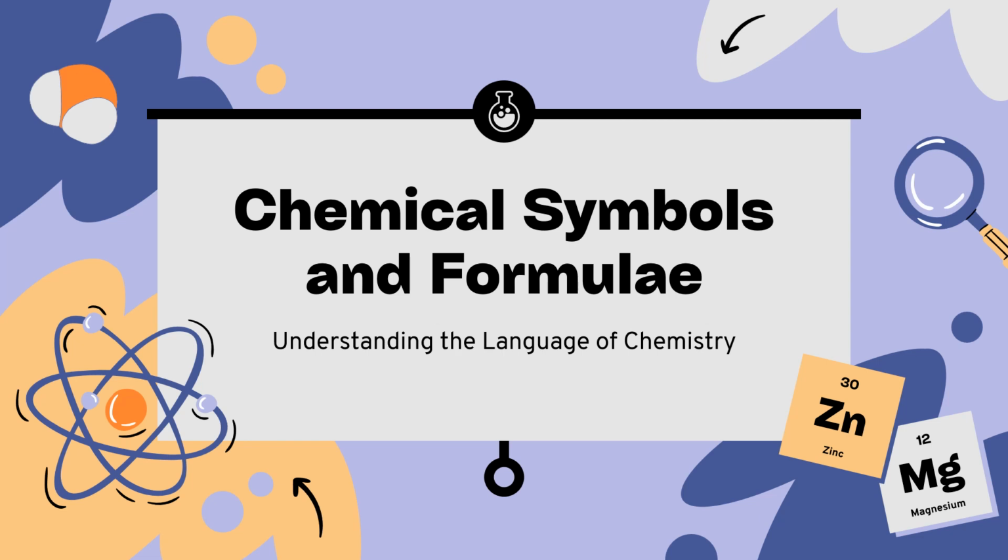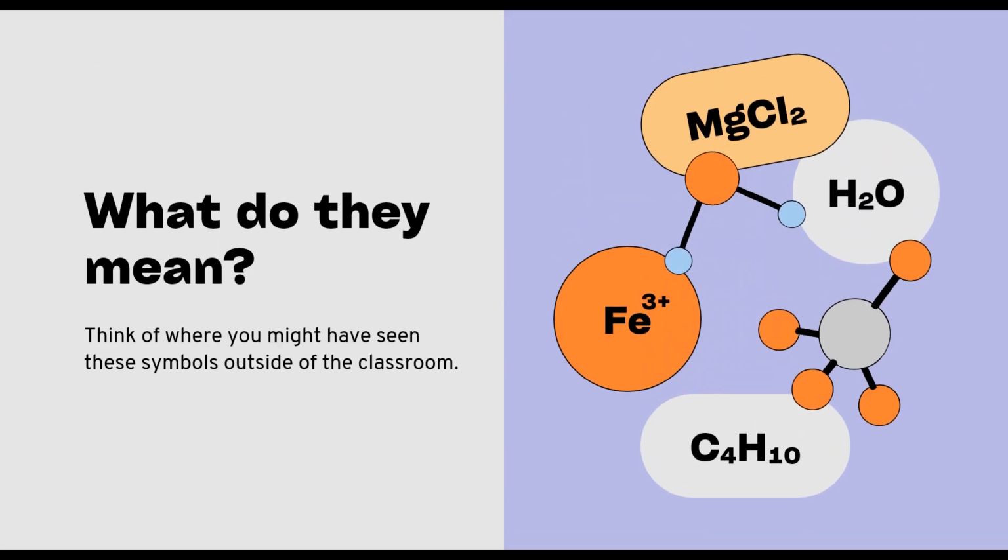As you can see on the screen, in this video we are learning chemical symbols and formulae. So what do they mean? Think of where you might have seen these symbols outside of the classroom, like MgCl2, H2O, Fe3+, CH4, C4H10. You can comment where you have seen them.